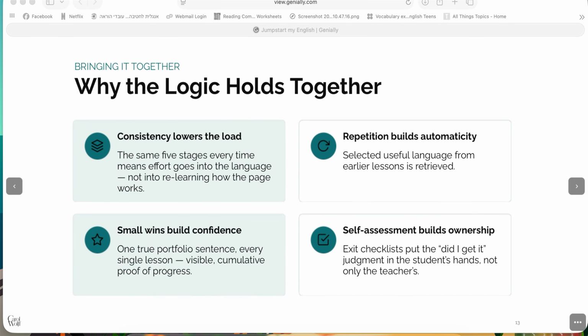So why does this logic hold together? Because the same structure reduces the mental load. Students can concentrate on the language because the lesson routines are familiar. Retrieving selective language helps it become more automatic. Small, visible successes build confidence. And we always have an exit check, which helps students recognize what they can now do. Confidence is not an extra outcome here. It's one of the conditions students need in order to continue learning.